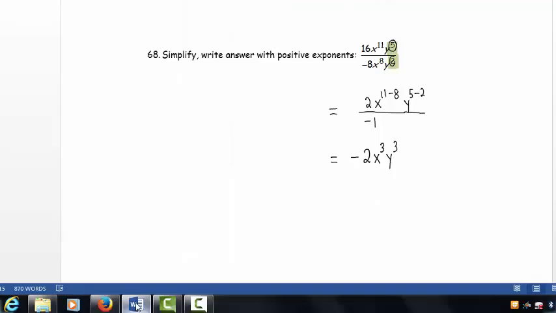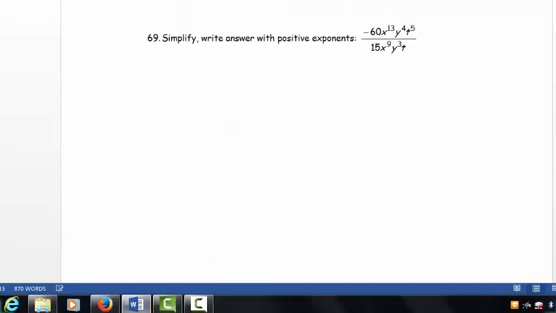Let's move to problem 69. Let's deal with the coefficients first. -60 divided by 15, that's -4. X to the 13th divided by x to the 9. In a division problem, we subtract exponents. The larger exponent is 13, so we will do 13 minus 9.